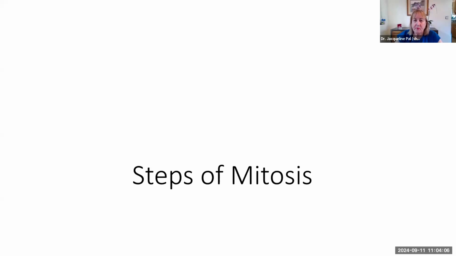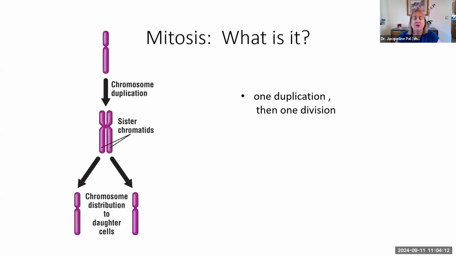Welcome back. In this section, we are going to go through the 4 steps of mitosis. So first, what is mitosis? Well, in mitosis, we have taken a cell and we have done one chromosome duplication. That already happened in interphase. And in mitosis, we are going to do one division.